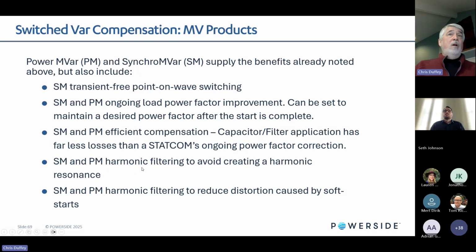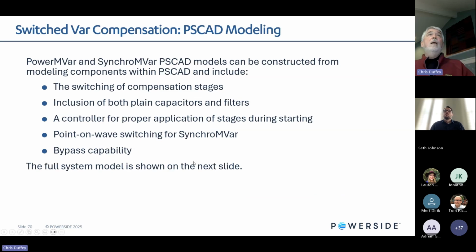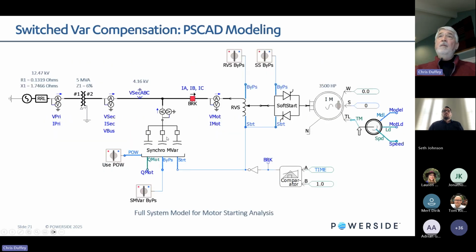These offer harmonic filtering alternatives, so we can avoid creating harmonic resonance and filtering to reduce distortion caused by soft starts. They can be constructed from components in PSCAD. And this is the model that we put together for it. This is the induction motor model from PSCAD. We built the soft start model, the reduced voltage starter, and the Synchro Megavar, which is modeling both of these in one. We can switch between having point-on-wave switching. We can turn it on or off. And then we have our upstream model. So we're going to be starting a 3,500 horsepower motor with a soft start and across the line, and with the Synchro Megavar system.